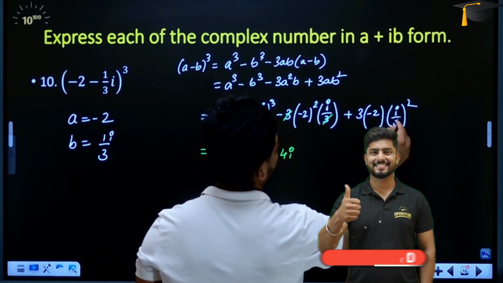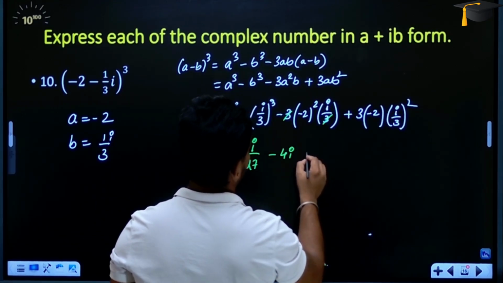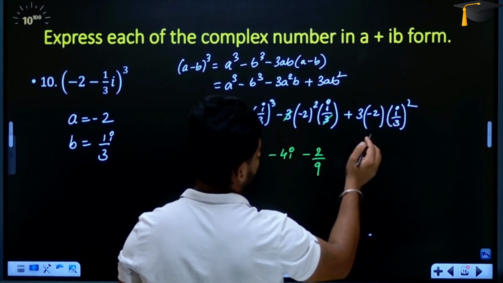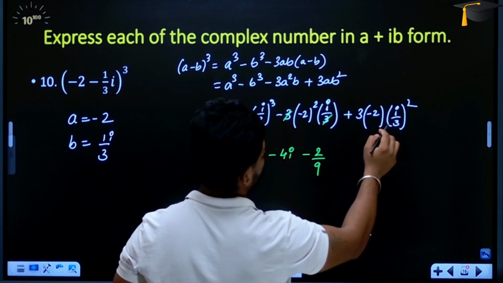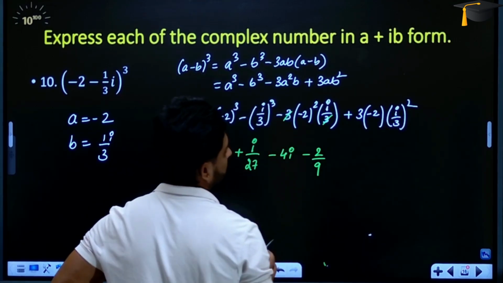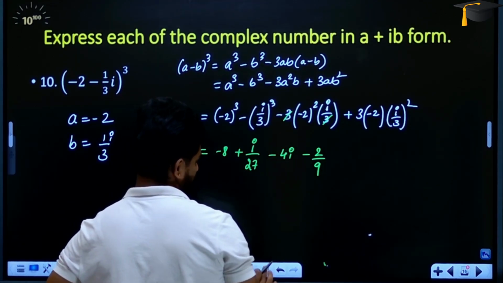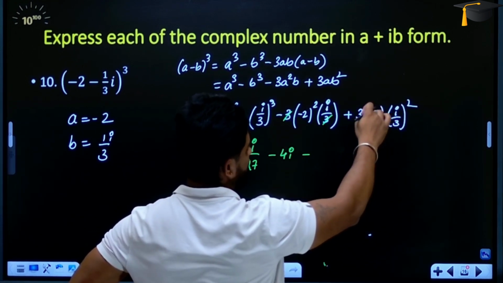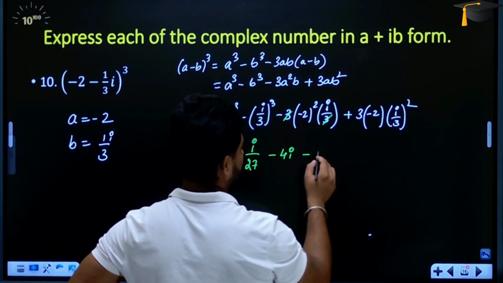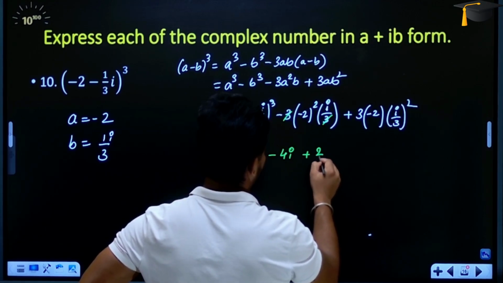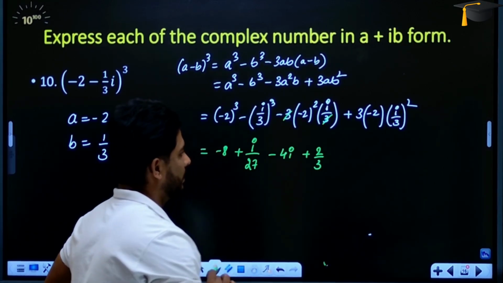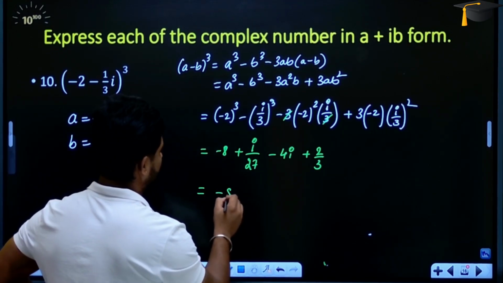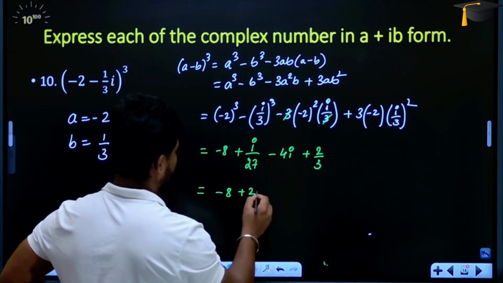Next, here it is 9. So minus 2 by 9. The i square value is minus 1. As of now, 9. 3 3s are 9. Okay, wait, I made a mistake. So 3 square is 9. 9 and 1 cancel. Minus into minus is plus. So plus 2 by 3. Okay, I hope you have written correctly, so just check it out. Okay, here keep the numbers together. So minus 8 plus 2 by 3.